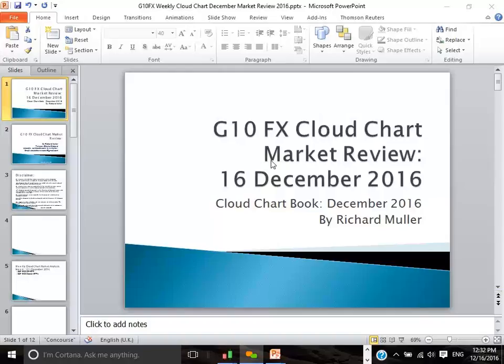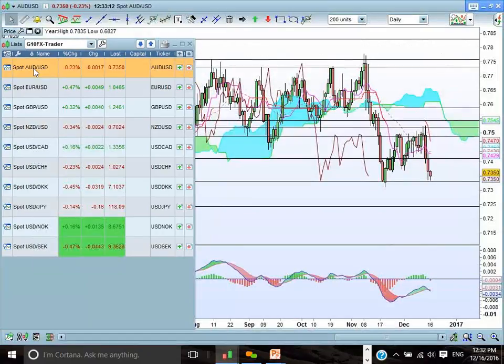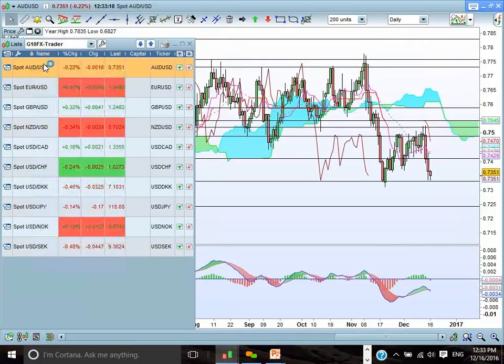I'm going to dive straight into the ProRealTime application, and we're going to look at the G10 currency pairs. There are the ones we're going to cover today. And we're going to start off with the Australian dollar, US dollar.